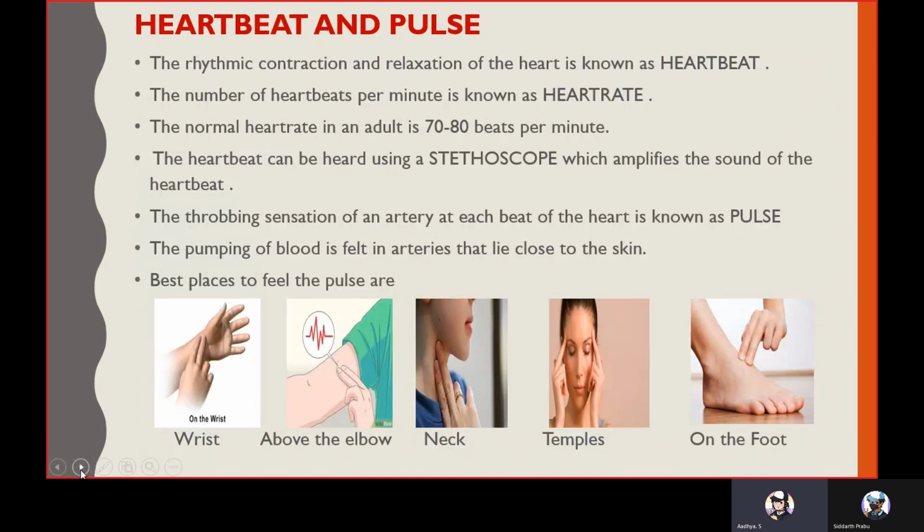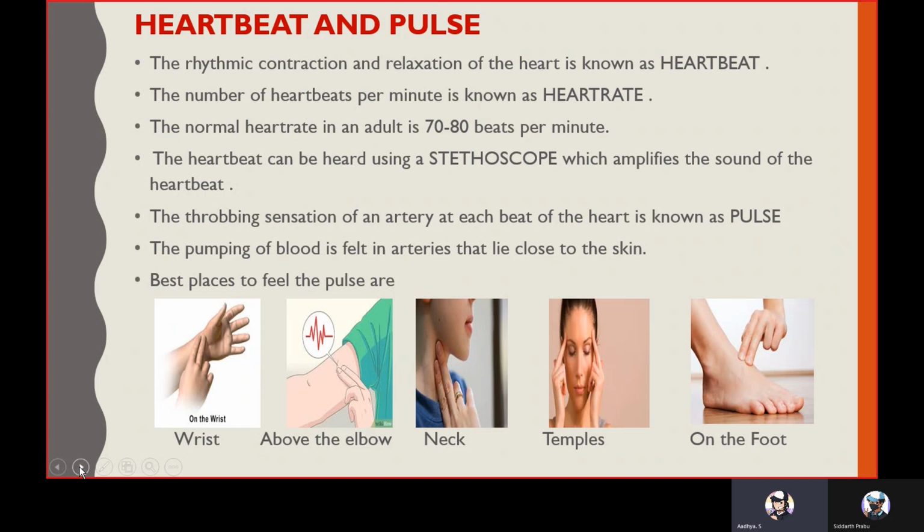The heartbeat and pulse. The rhythmic contraction and relaxation of the heart is known as heartbeat. The number of heartbeats per minute is known as heart rate. The normal heart rate in an adult is 70 to 80 heartbeats per minute. The heartbeat can be heard using a stethoscope, which amplifies the sound of the heartbeat.